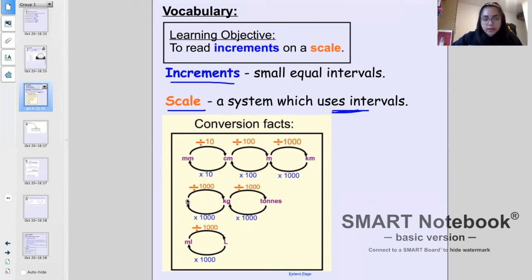Remember, there are 1,000 grams in a kilogram, so we divide by 1,000. And there are 1,000 kilograms in a ton, so we divide by 1,000 there as well. And we do the inverse going backwards. Just like milliliters to liters, we have 1,000 milliliters in 1 liter, so we divide by 1,000. And the inverse would be multiplying by 1,000, which gets us from liters to milliliters.